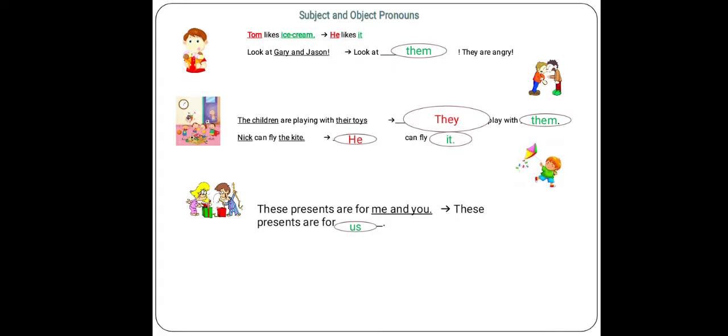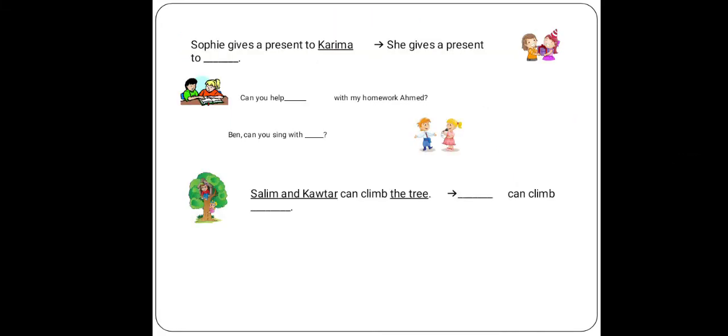The last one, these presents are for me and you. So it's for me. I am here, me, and you, they are objects. These are objects of the sentence. So these presents are for us. Sophie gives a present to Karima. She gives a present to, so Karima is an object of the sentence. It would be her and not she. She is the subject. Sophie, she. So her is the object.